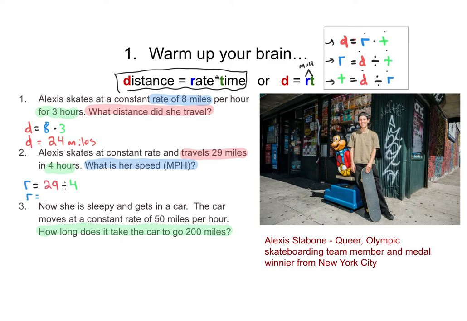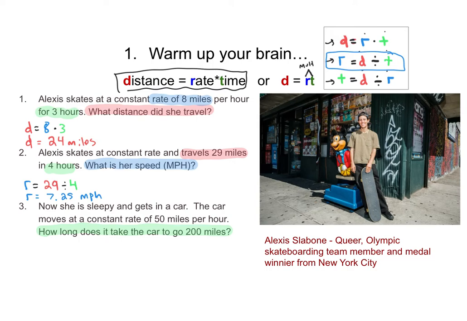All right, here's what I did. I said, if our rate equals distance divided by time, then our rate for Alexis equals 29 miles divided by 4 hours, which means that our rate is 7.25 miles per hour. Again, don't forget those units.